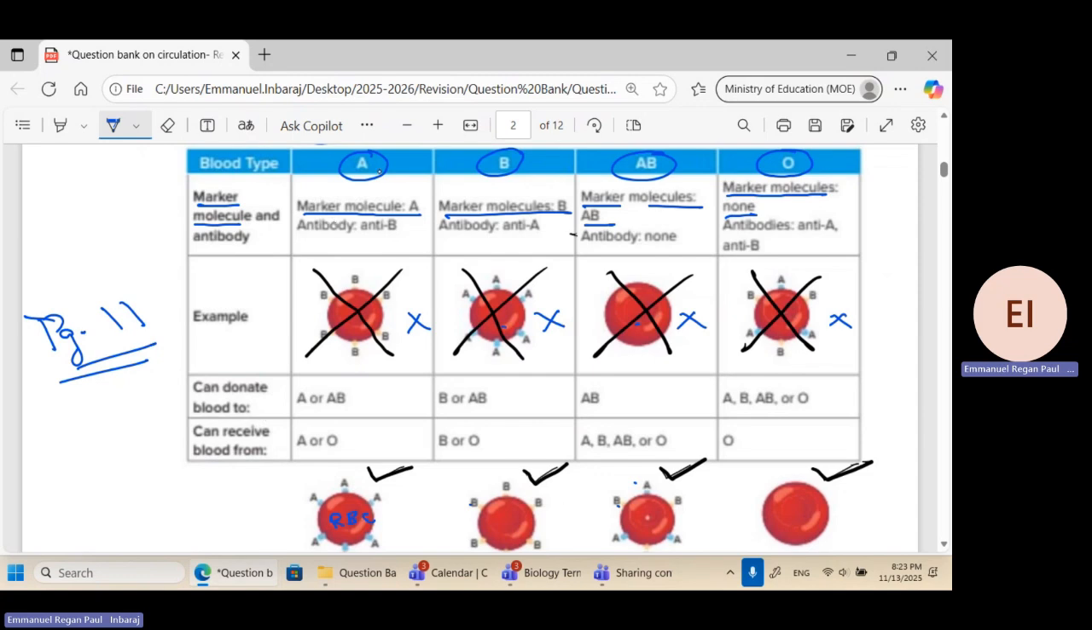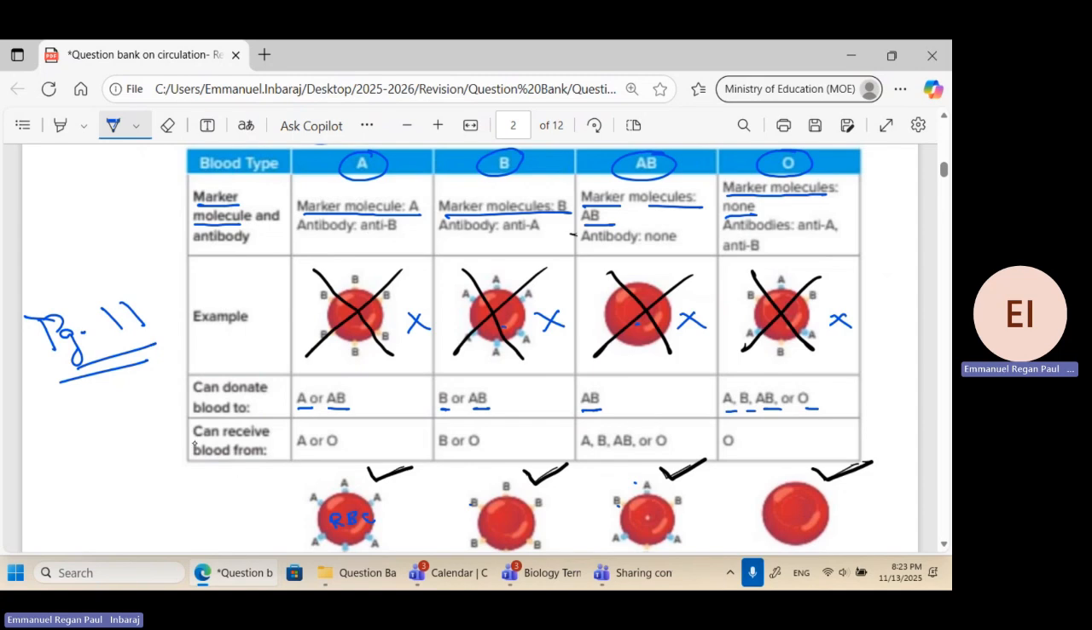You see, blood type A can donate blood to A or AB. Okay, and B can donate to B and AB. AB can only donate to AB, and O can donate to all blood types. They can donate to A, B, AB, or O.